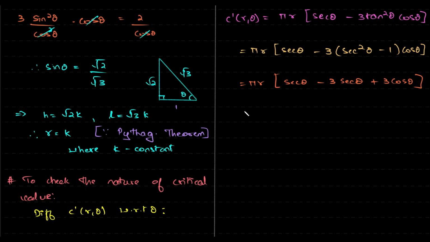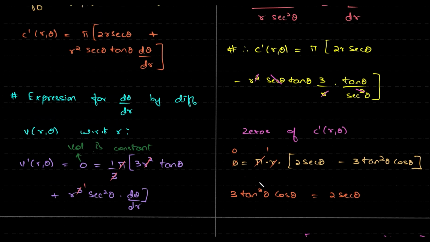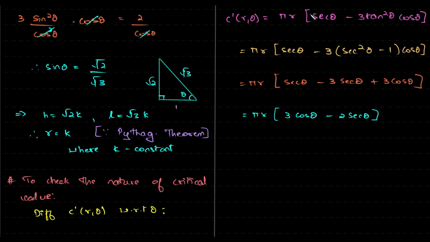So all in all, what do we have? We have pi r, 3 cos theta minus 2 secant theta. Okay, just take a pause and have a look. Right, everything okay? Just let me have a look. Oh, I missed 2 guys over there. There was the 2 over here, 2 over there, 2 over there, and so this is just 1.